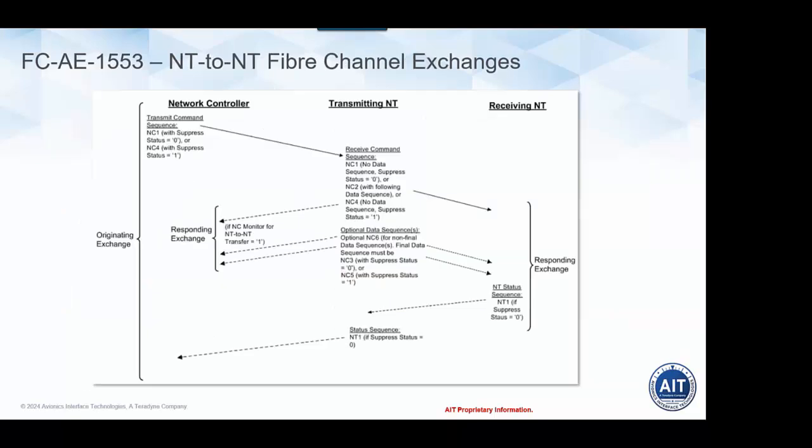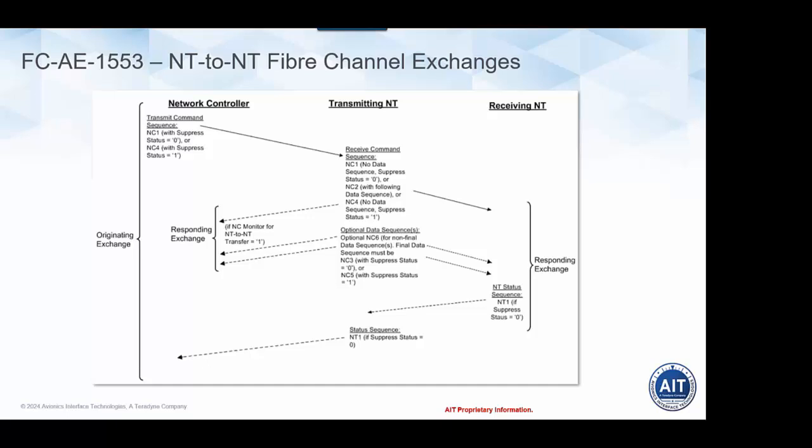If we look here at how a network terminal to network terminal Fibre Channel exchange would occur on an FC-AE-1553 network, at the network controller you would start with a transmit command sequence. So you would have one or more frames indicating a transmit command, and that would be sent to the transmitting network terminal. Then that network terminal would start up, in response to that, a receive command to the receiving network terminal. That receive command would be carried in a receive sequence.